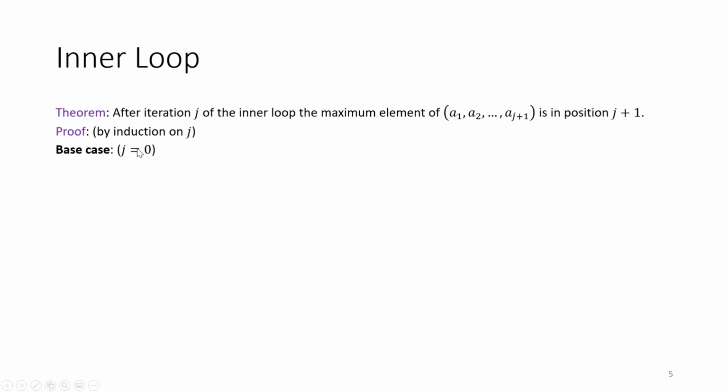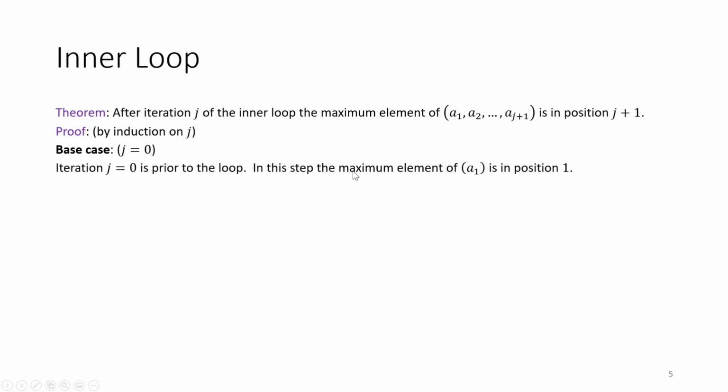So what is it going to mean? All we need to do is plug our j into the rest of our expression up here and see what it's saying. It's saying the maximum element of the sequence starting at a_1 but ending at, for j equals 0, position 1. So the sequence only has a_1 in it, in position 1. The maximum element of that sequence is just a_1, and it is in position 1. Well, that's exactly what we need to argue. So that's all I have here.